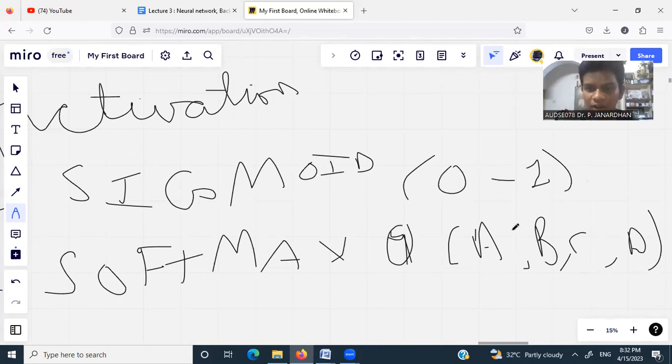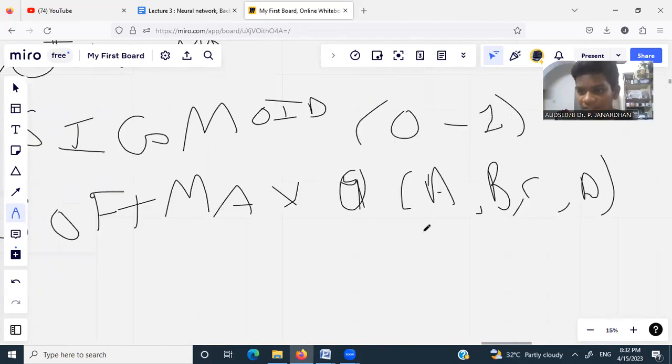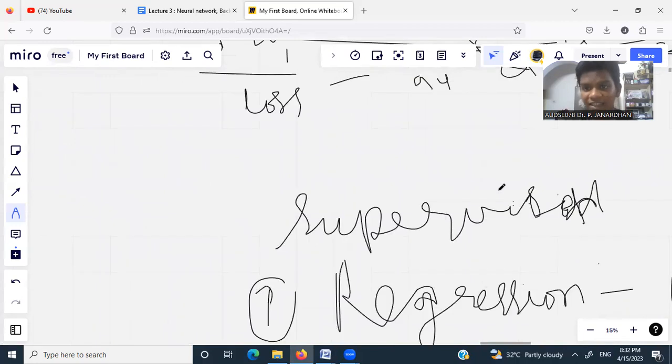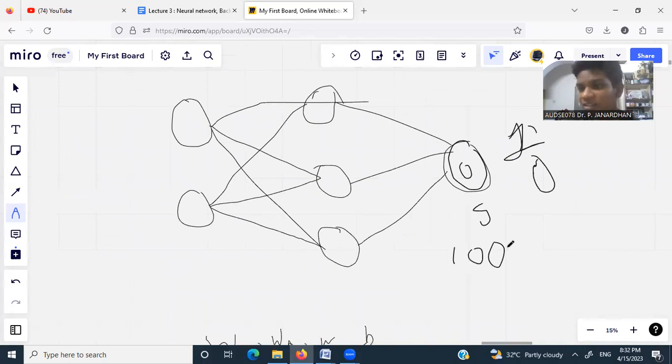The function of the model is to take an image as the input and detect whether it is the face of A, B, C, or D. So the model has to detect whose face it is. This problem is called multi-class classification, where we have multiple classes to select from.